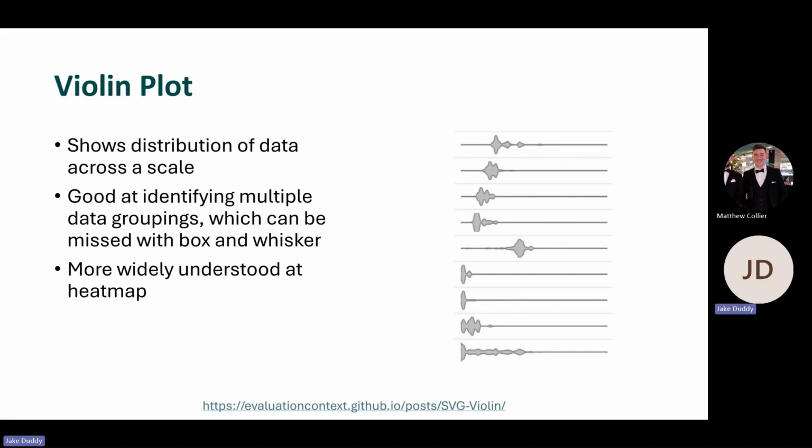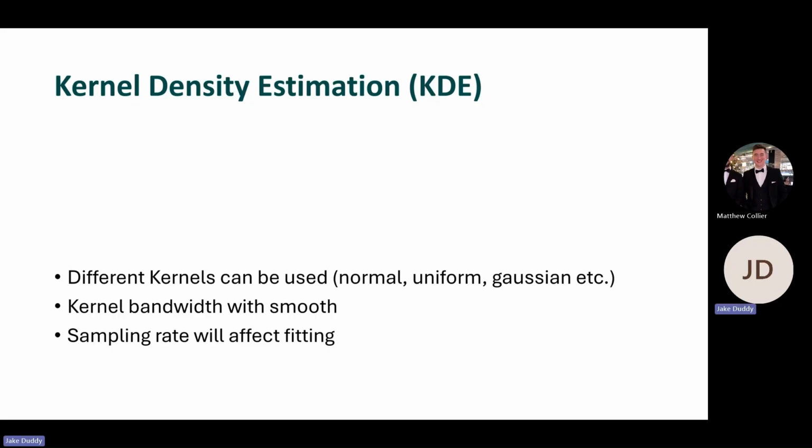A violin plot's probably better than the heat plots because I think they're more well understood by people. I think they're easier to interpret. And so the way that a violin plot works is you use something called kernel density estimation.